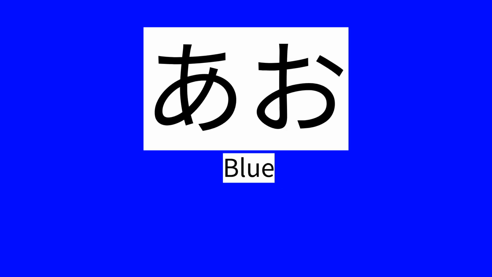Let's review a. Practice a. The characters a and o make ao, which means blue.